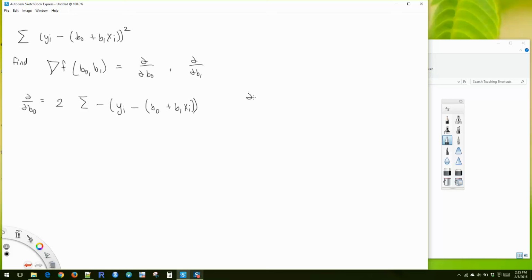And then for the derivative with respect to b1, I'm going to sum this, and with chain rule we get a negative x sub i out here times y sub i minus (b0 plus b1 x sub i). All right, I think my math is correct.